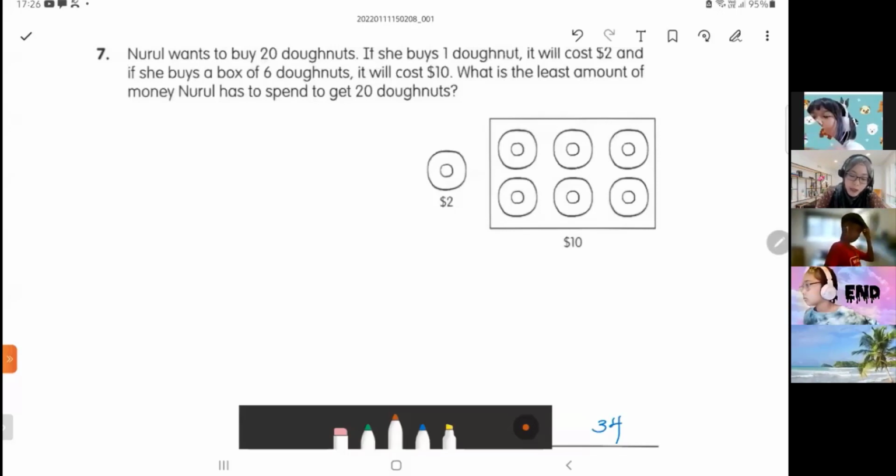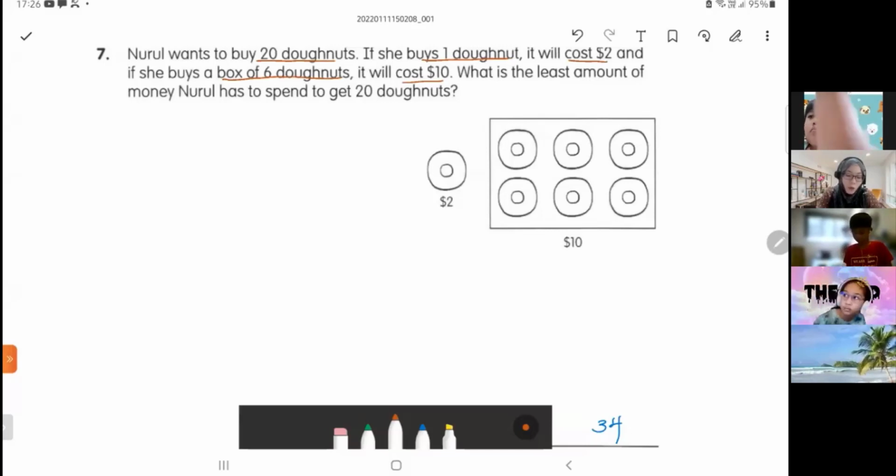Nurul wants to buy 20 donuts. If she buys 1 donut, it will cost $2. And if she buys a box of 6 donuts, it will cost $10. What is the least amount of money Nurul has to spend to get 20 donuts?